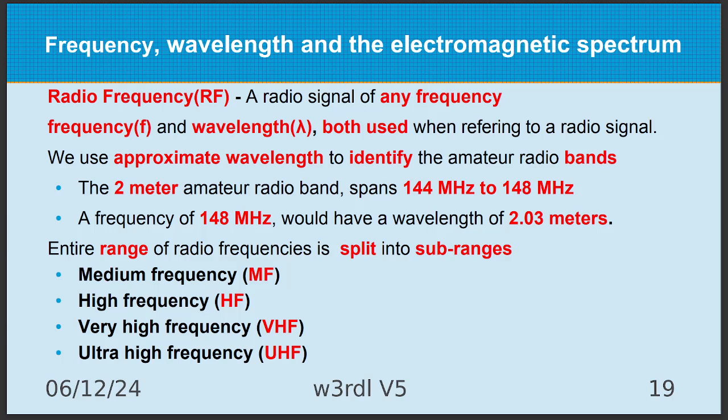So anyway, the entire range of radio frequencies is split into sub-ranges. Before we go into that, the other band that you will have access to besides the 2-meter band will be the 70 centimeter band. And the U.S. allotment is 420 to 450, I believe. Make sure, before I send you looking for the wrong thing. Yeah, 70 centimeters is 420 to 450.